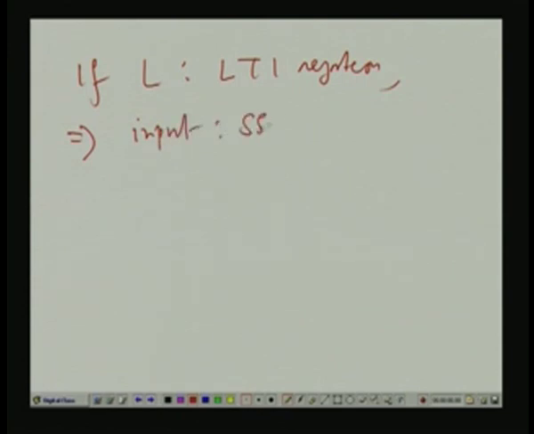One thing does not need any proof; we just make a statement. We make a statement that if a system is linear, if L denotes an LTI system, then input SSS means output also SSS. That is not very difficult.